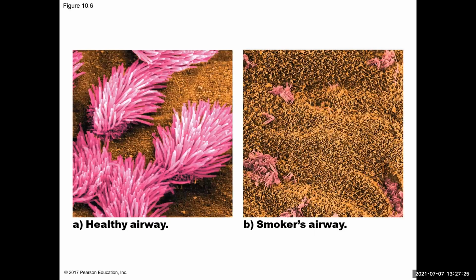So here we have an image of a healthy airway. So this is healthy cilia. And then we have a smoker's airway, so somebody who has smoked for a prolonged period of time. And you can see there's no cilia. All the cilia are damaged or destroyed. And so this is why you can have a terrible smoker's cough, because you're constantly coughing, trying to expel the foreign particles out of your body. But it's much, much harder because you don't have the cilia helping to move those foreign particles out of the bronchi and the trachea.